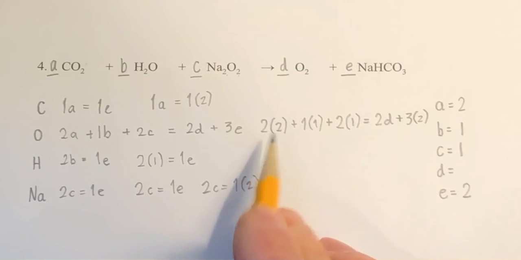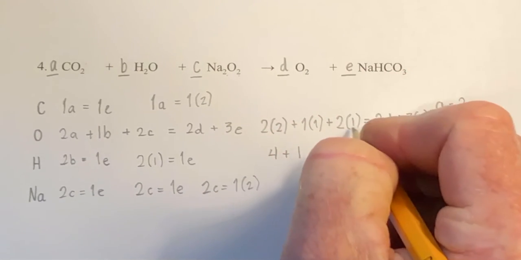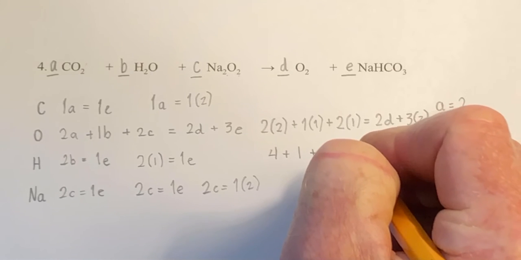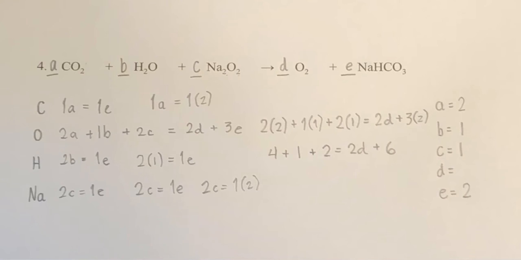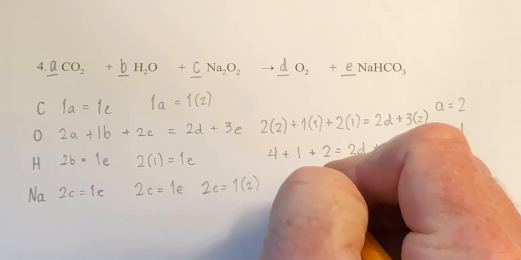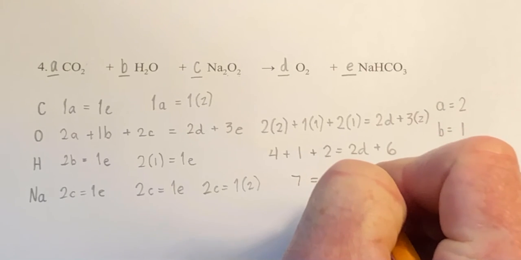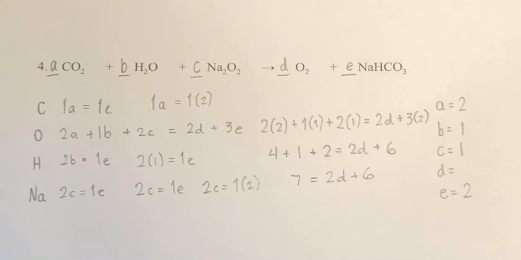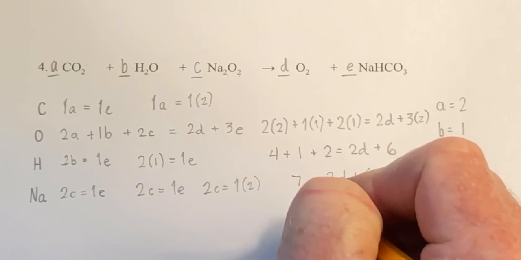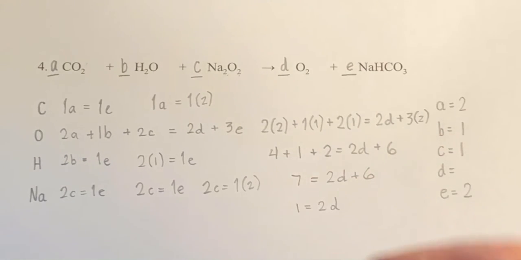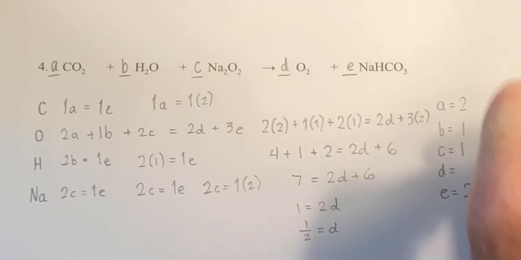2 times 2 is 4, plus 1 times 1 is 1, plus 2 times 1 is 2, equals 2d plus 3 times 2, which is 6. On the left side I have a total of 7 equals 2d plus 6. Solving that for d, subtract 6 from each side, I get 1 equals 2d. And solving for d, I actually get a fraction, 1/2 for d.